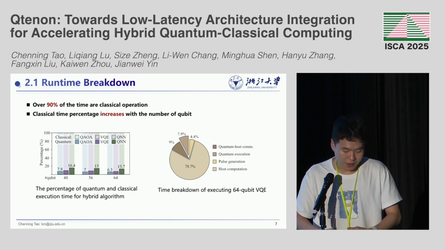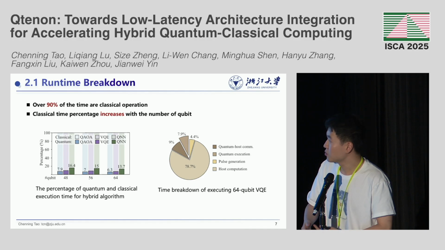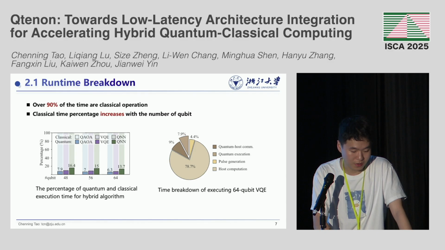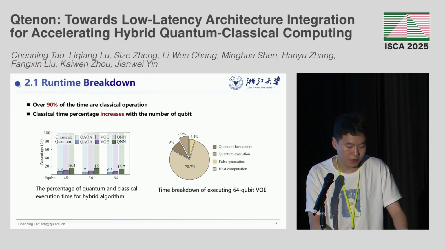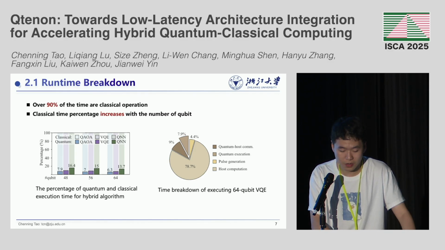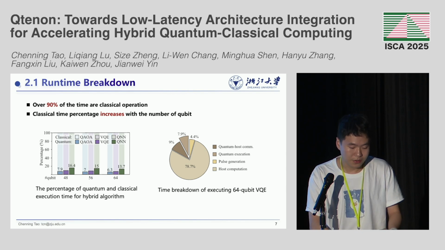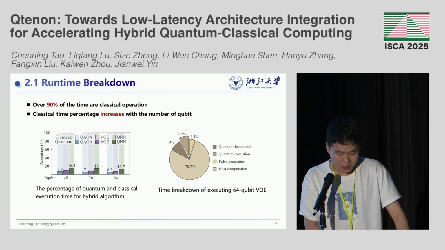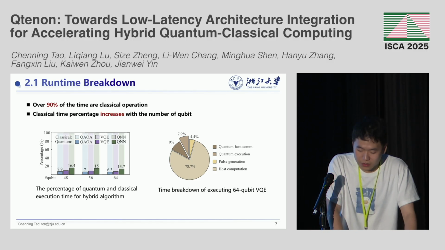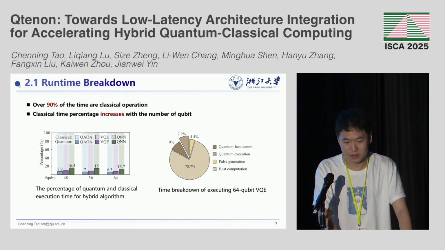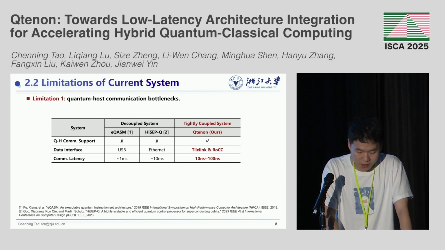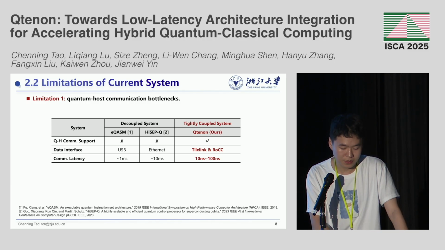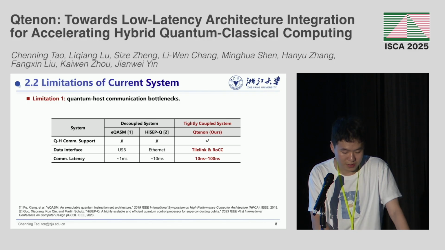So we started by profiling the runtime of the current system when running those hybrid quantum algorithms. And we find that over 19% of the time is spent on classical operations. And the classical time percentage will increase with the number of qubits. And among those classical components, the host computation takes up most of the time. So based on this profiling result, we have identified 2 major limitations in current quantum system design.